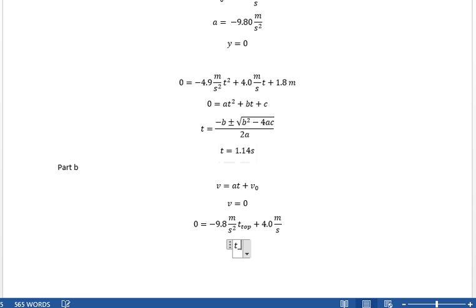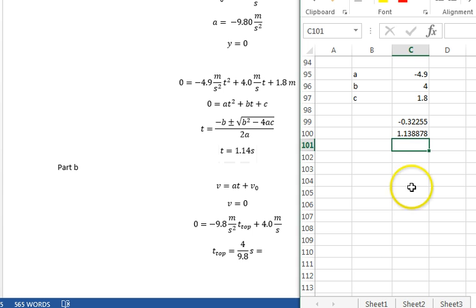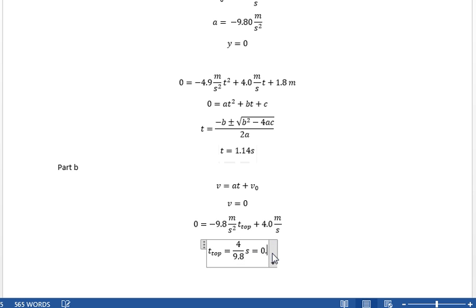So the time she gets to the top is 4 divided by 9.8, which is 0.408 seconds.